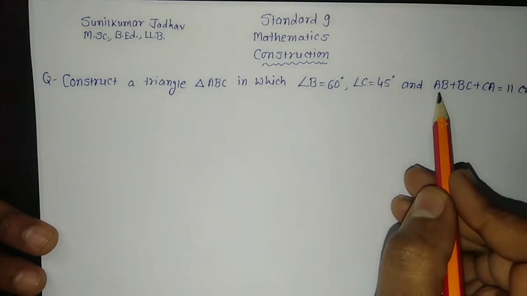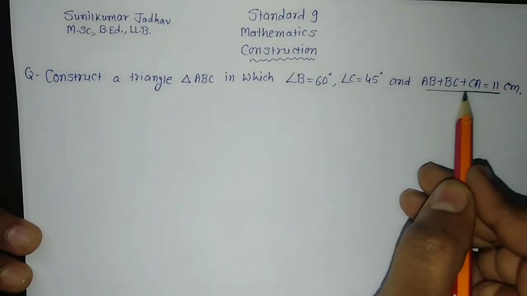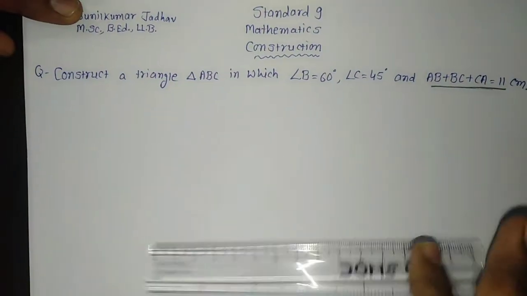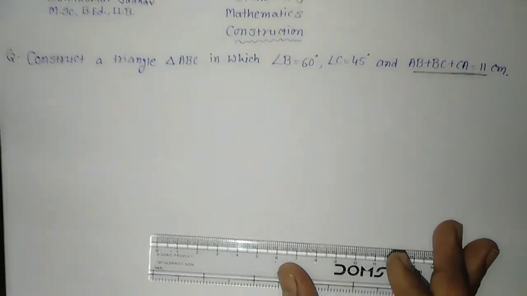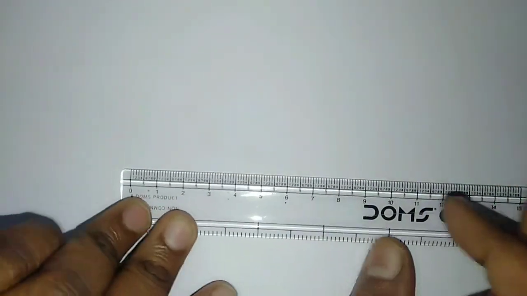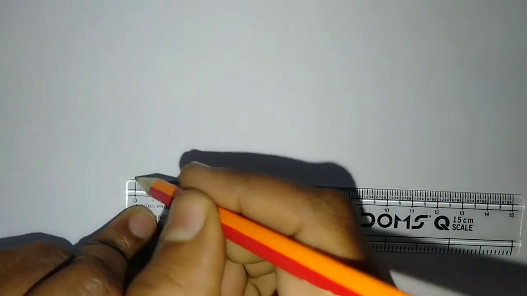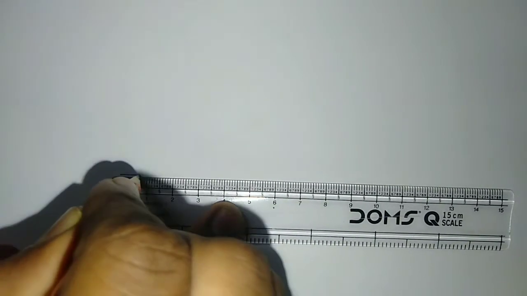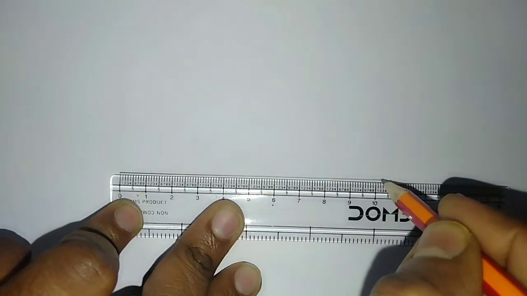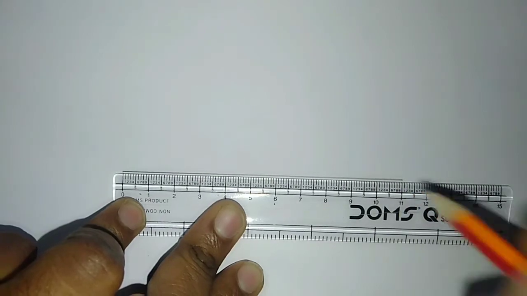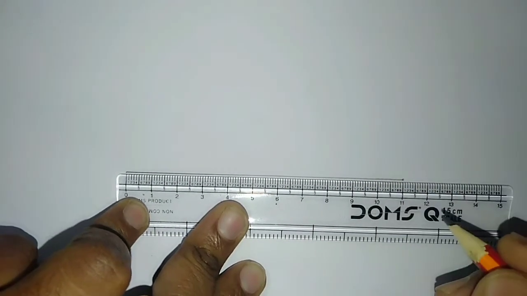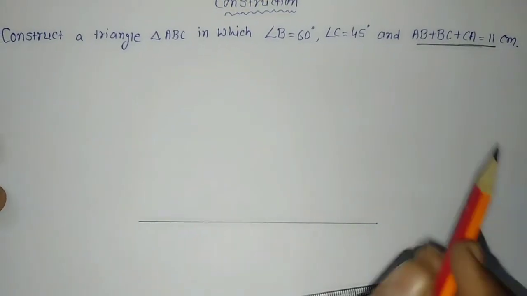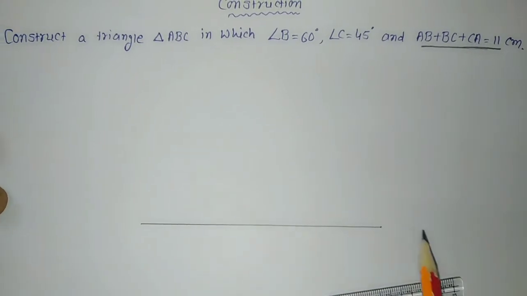First of all, you can see AB plus BC plus CA is equal to 11 centimeter. That measure I will take first, that 11 centimeter. Let us begin with it. First of all, I will draw the 11 centimeter measure over here. At this point 0, and this is 11. Done. So what I did, I have taken the measure which is given as the total, that is AB plus BC plus CA is equal to 11. That measure I have taken.